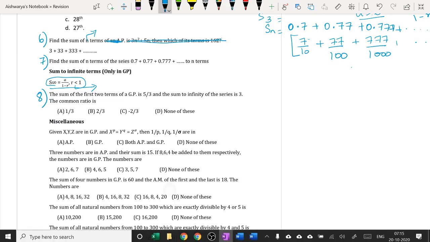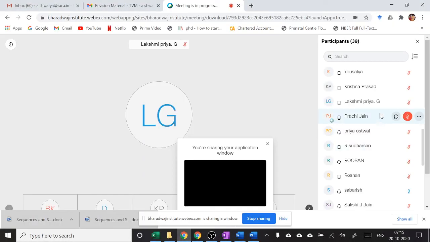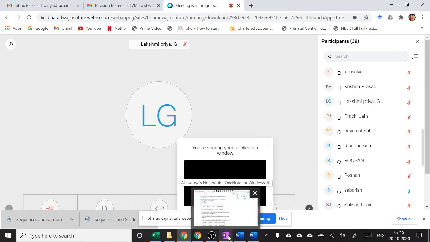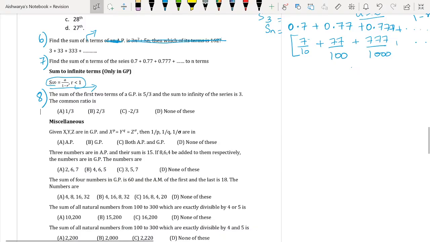Who will read? Next person, Prachi. The sum of the first two terms of a GP is 5 by 3, and the sum to infinity of the series is 3. The common ratio is? Sum to infinity is 3. What is the formula for sum to infinity? Sum to infinity formula is a by 1 minus r, which is equal to 3.